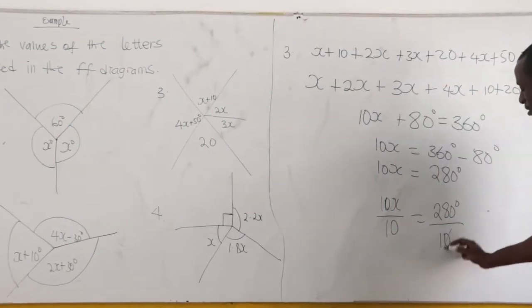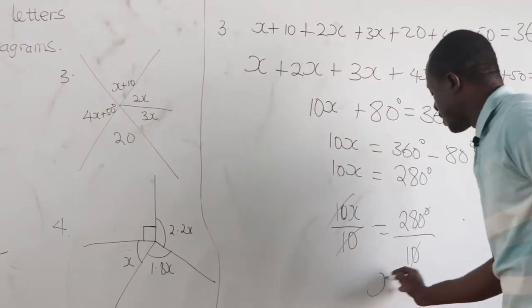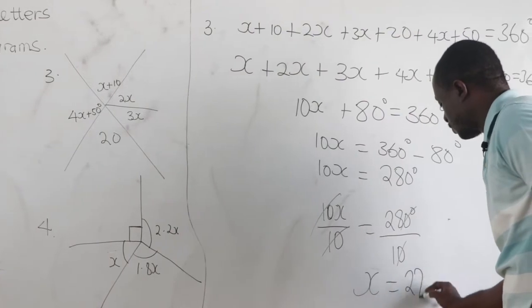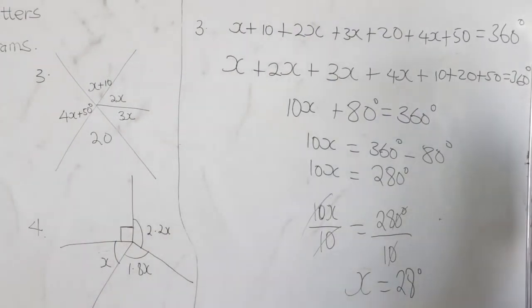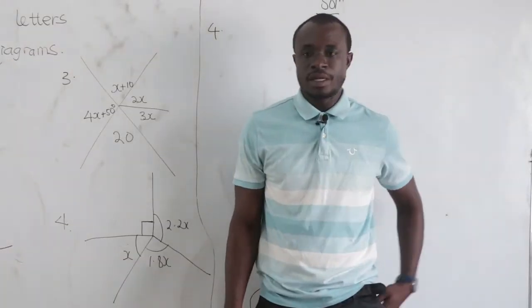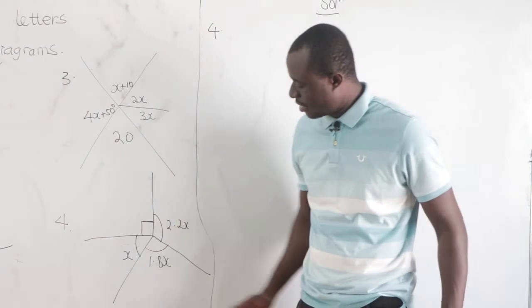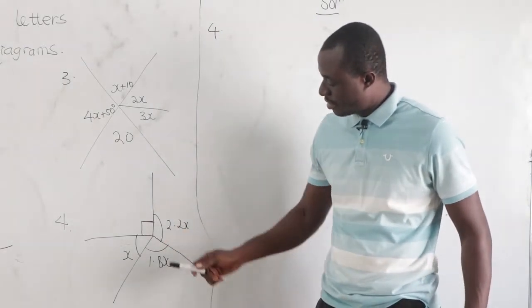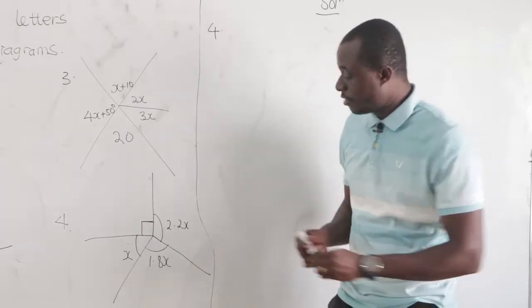Now, what can we see? This 0 is cancelling out the 0 over here. This 10 is cancelling out that. So our x is equal to 28 degrees. Now let's consider the fourth question. So the angle over here is 90 degrees and then it's at a point. So we can add all the angles, we equate to 360 degrees.